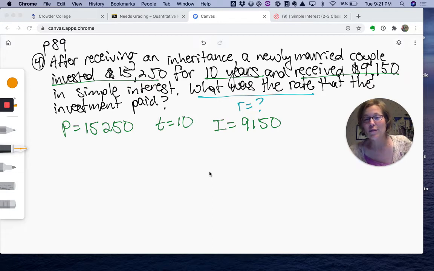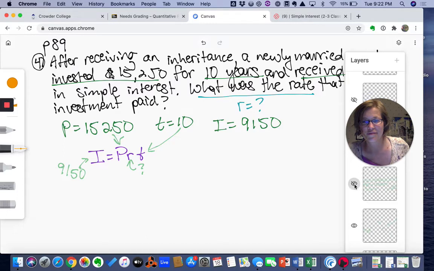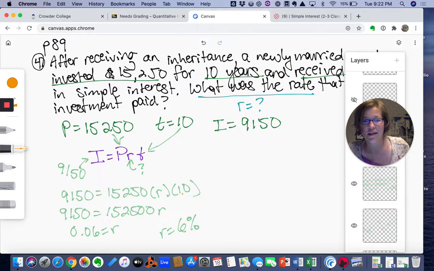So we do know an equation that has only things that we know but one, and that's the regular interest one. I equals PRT. So I'm going to plug everything in and solve for the one I'm missing, R. Why don't you pause and give it a shot? Okay, so here's plugging everything in. And then I do some algebra and come up with 0.06 equals R, which as a percentage is 6%.